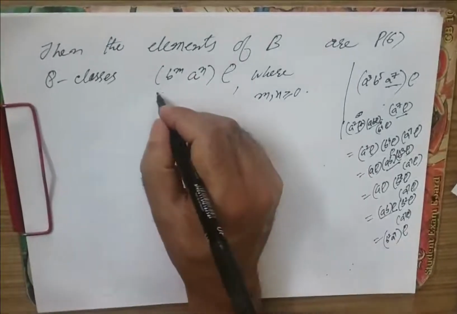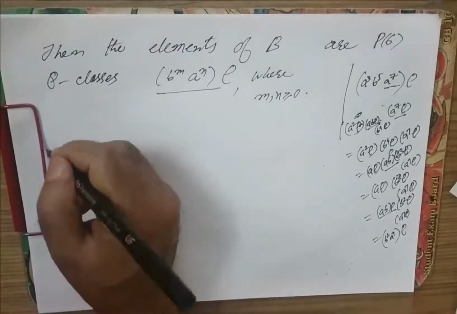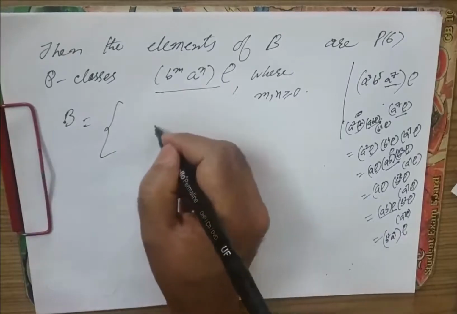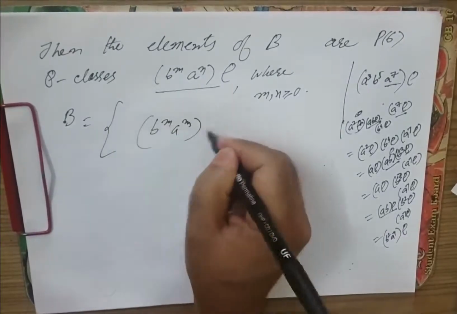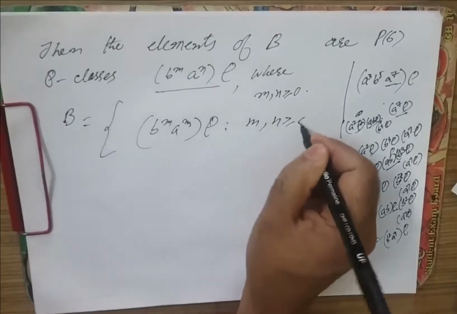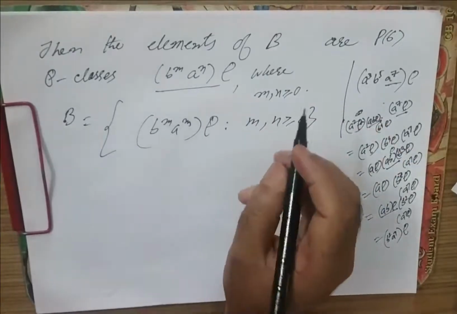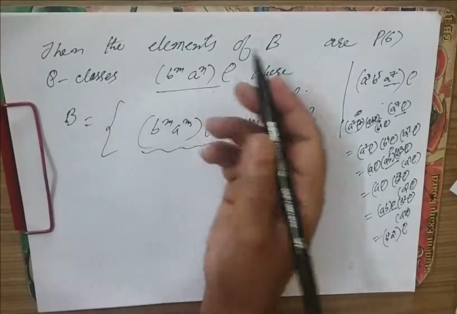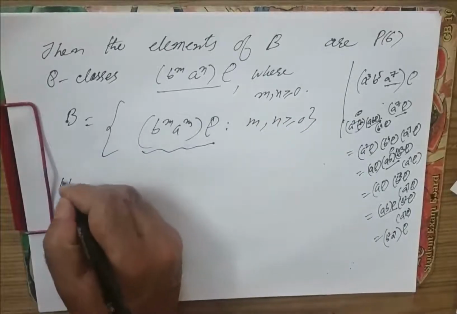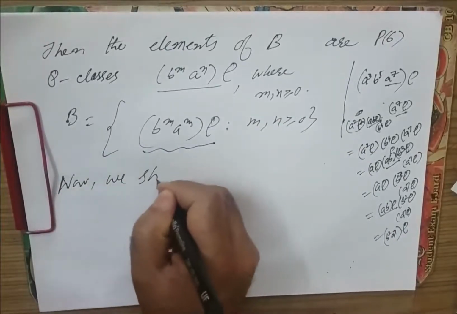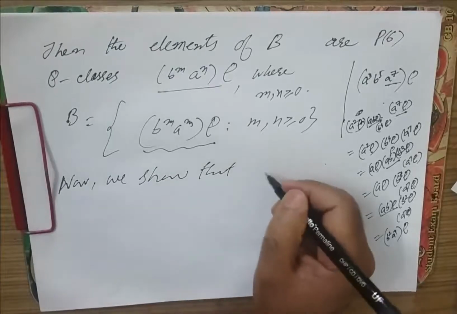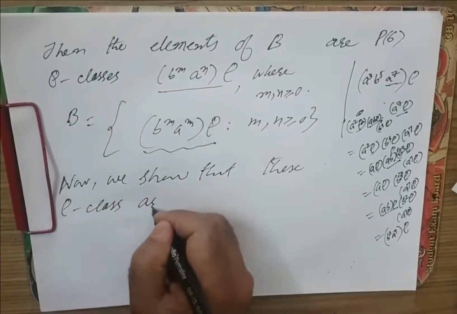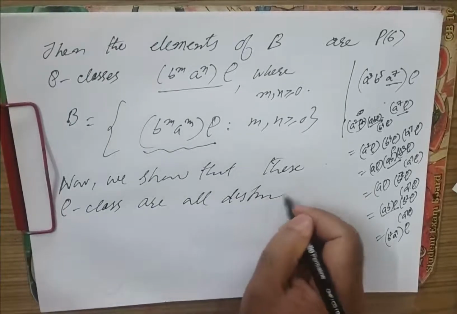Okay. Now we show that these rho classes are all distinct. So what is B now? It is this set, B^m A^n rho, where m comma n greater or equal to 0. Now it's not exactly the set, because we first verify that they are distinct. Now we show that these rho classes are all distinct.